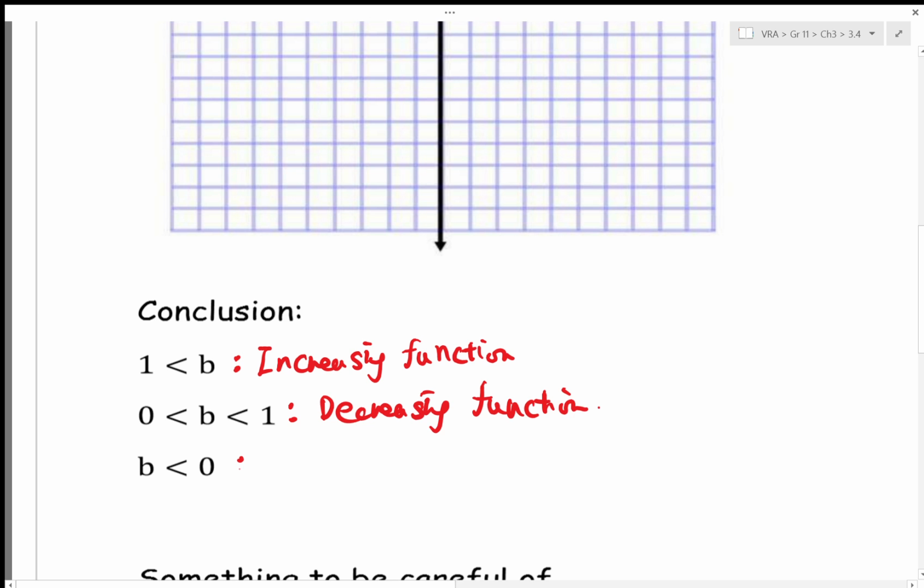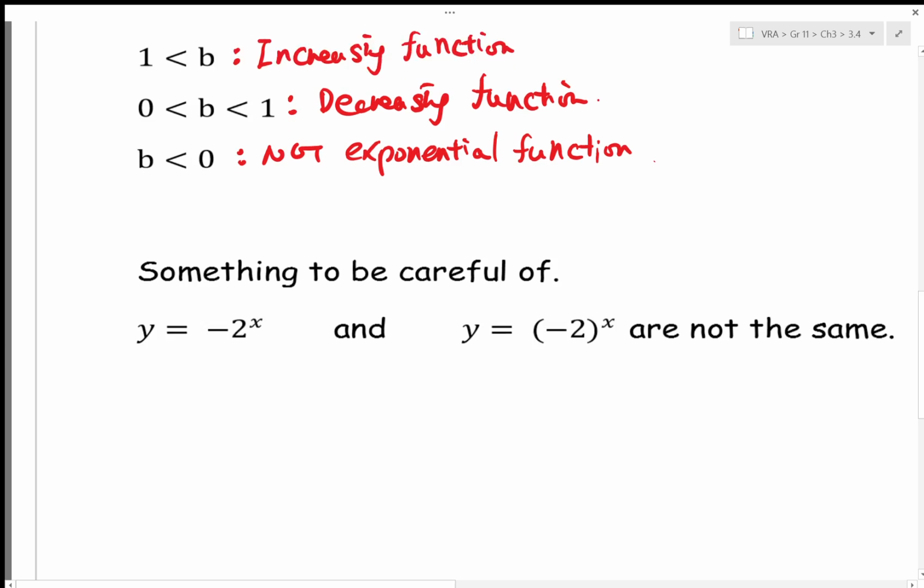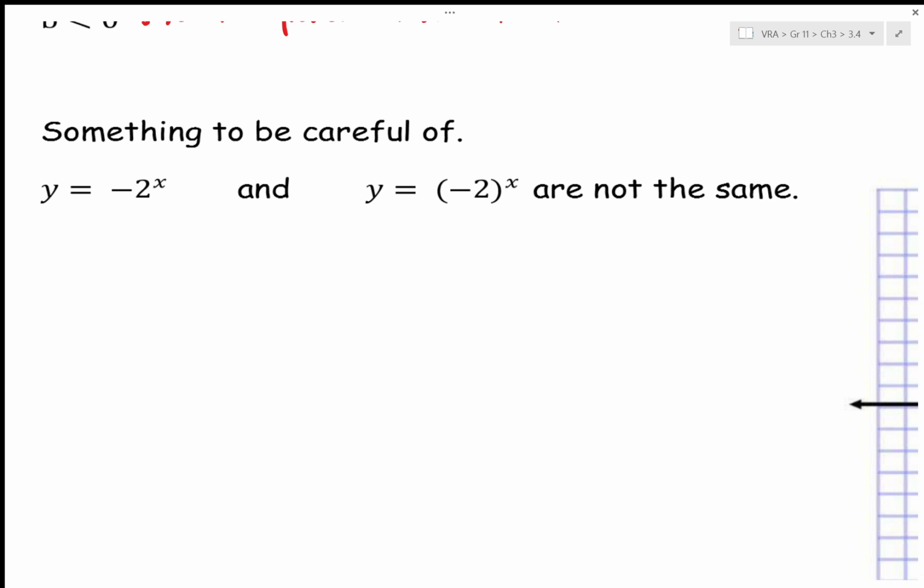And then b being less than 0, it's not even an exponential function. We call this a harmonic function, but you don't have to worry about that one. You don't have to worry about the harmonic function until first year calculus, maybe second year.